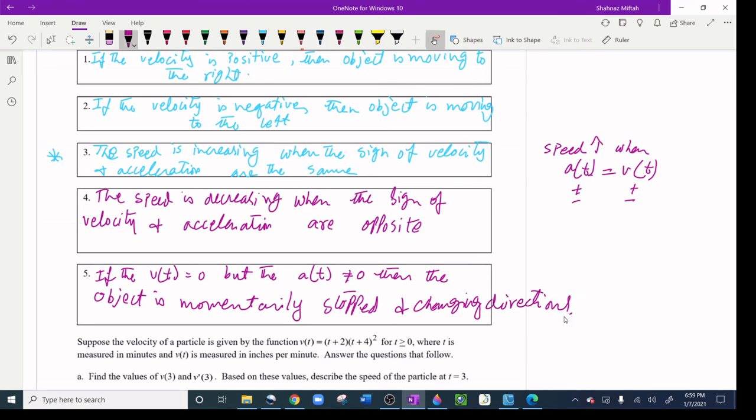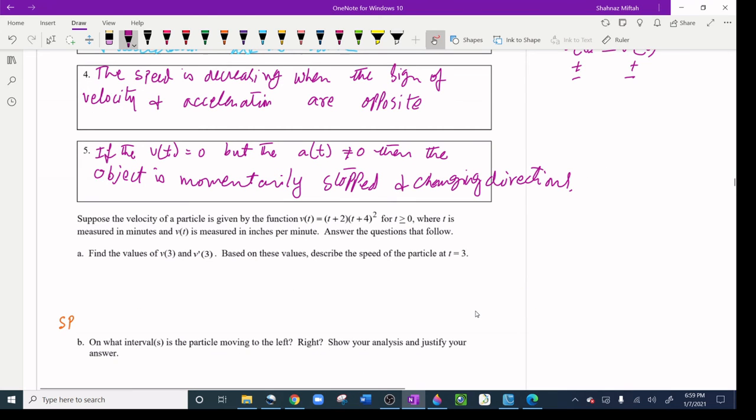Okay, let's do some examples. Suppose the velocity of the particle is given by this function for t greater than or equal to 0, where t is measured in minutes and v is measured in inches per minute. Answer the questions that follow. Find the values of v of 3 and v prime of 3. Based on these values, describe the speed of the particle at t equals 3. We already know that the speed of the particle depends on whether acceleration and velocity have the same or different signs. Now, what does v prime mean? That's acceleration. What is v of t? Of course, that's the first derivative. So this is all that we have.